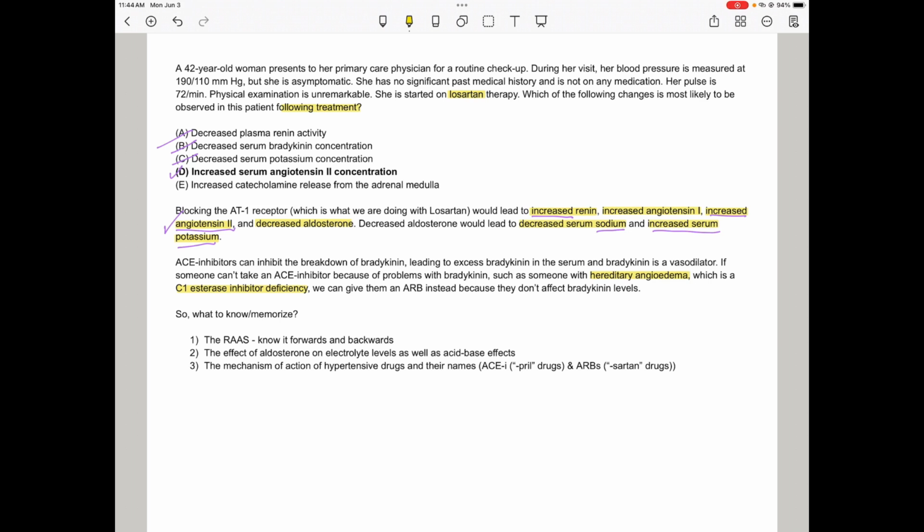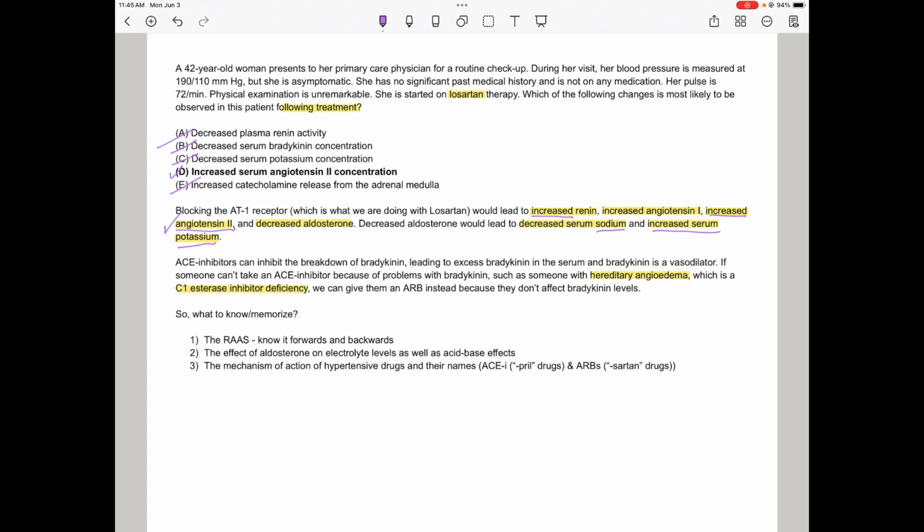There's no effect like this where the receptor that's being affected, the AT1 receptor in the glomerulosa level of the cortex, that's not going to have anything to do with the adrenal medulla. Therefore, this is also incorrect. And I hope that makes sense. Because yes, catecholamines may be elevated in this patient, but that's not because of losartan therapy.